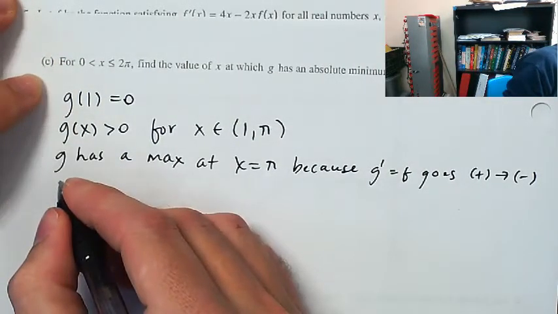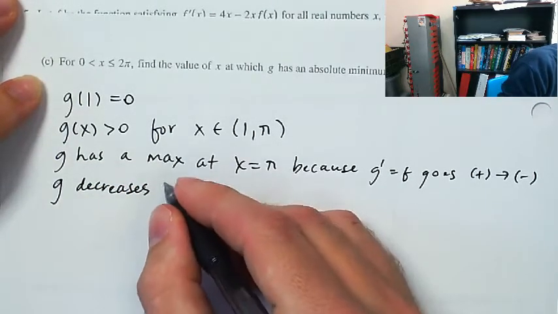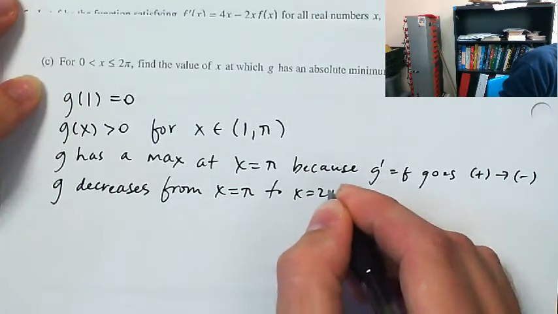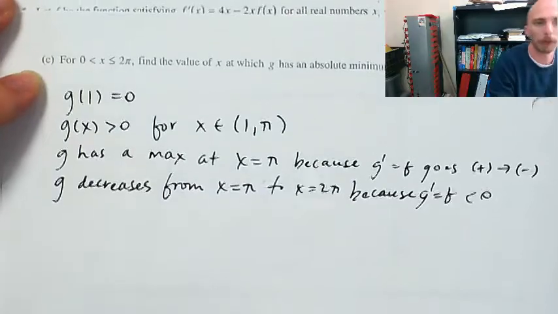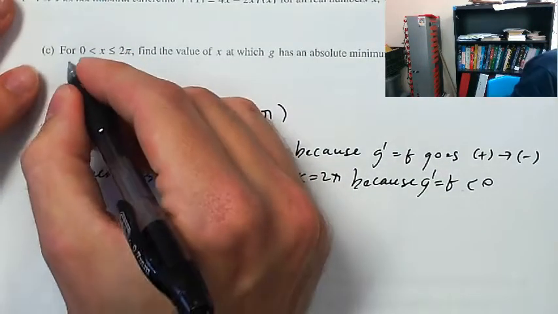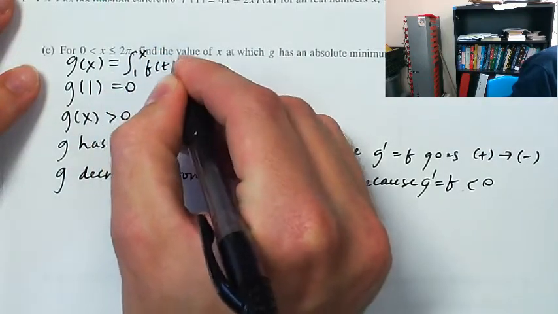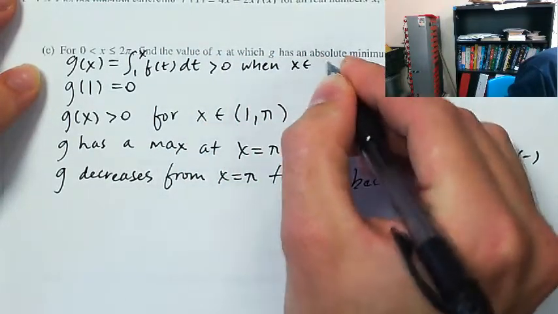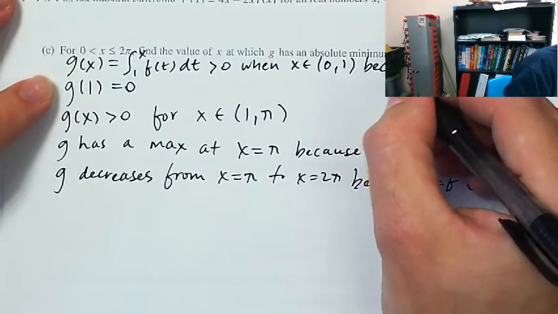Okay. g decreases from x equals pi to x equals 2 pi because g prime equals f is less than 0. Okay, oh, I forgot to say that g is greater than 0 when x is in the interval, let's say, 0 to 1, because f is negative. That's what I was going to say.